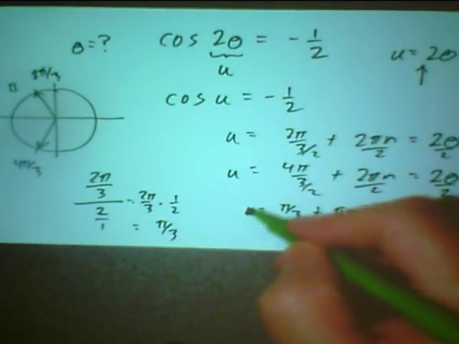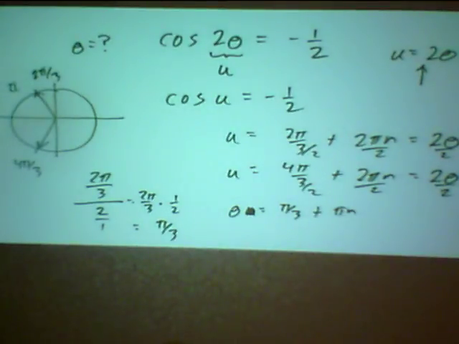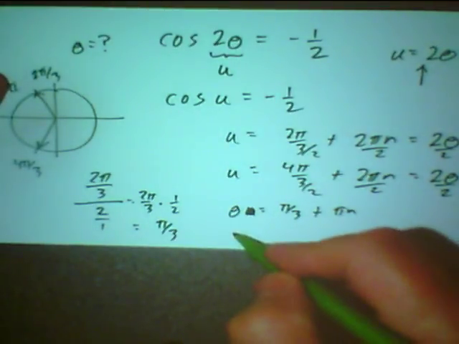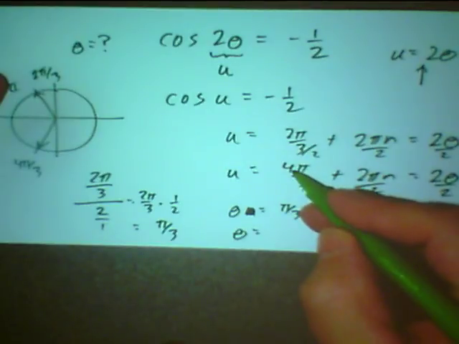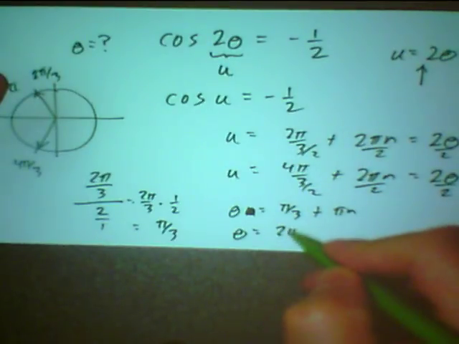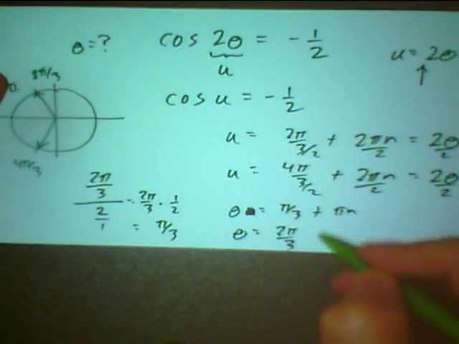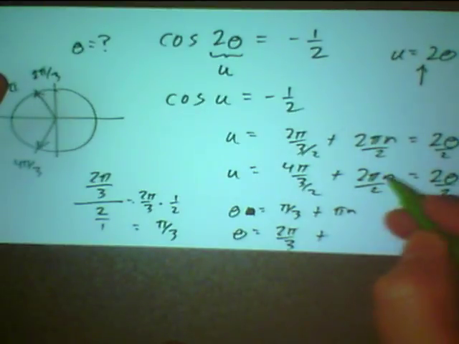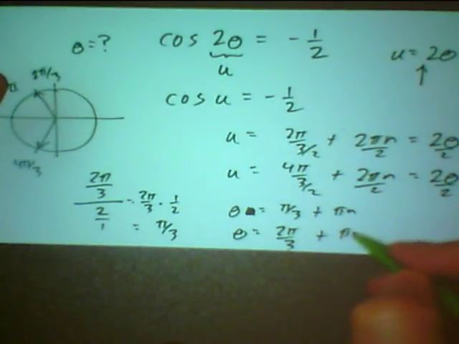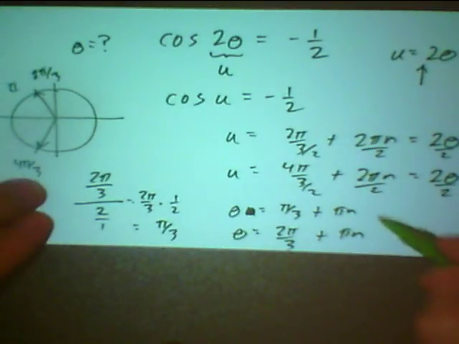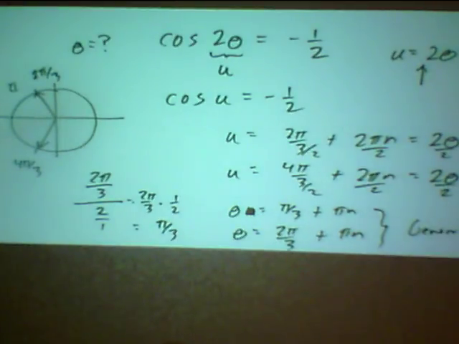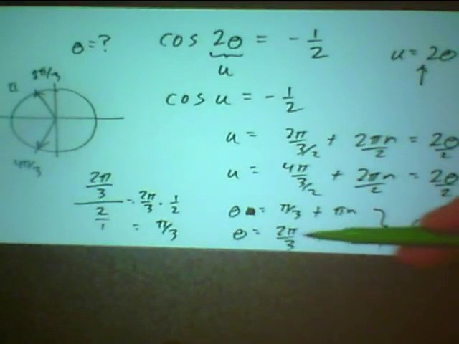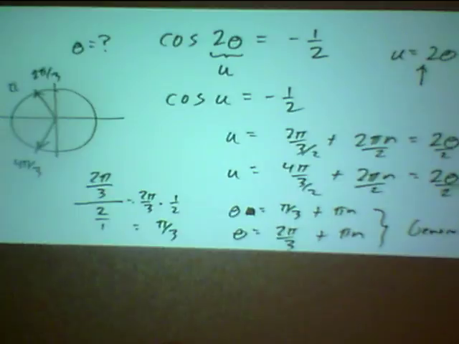I'm going to call this theta now. And for the second one, this becomes 2 pi over 3. 2 pi n over 2 is once again pi n. So now my general form is pi over 3 plus pi n and 2 pi over 3 plus pi n.